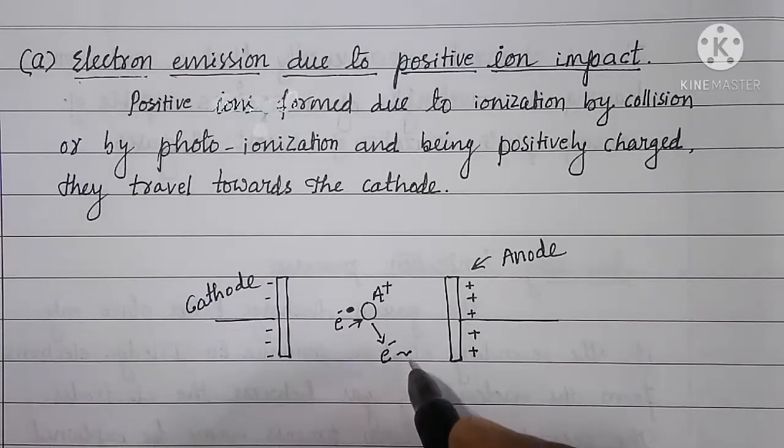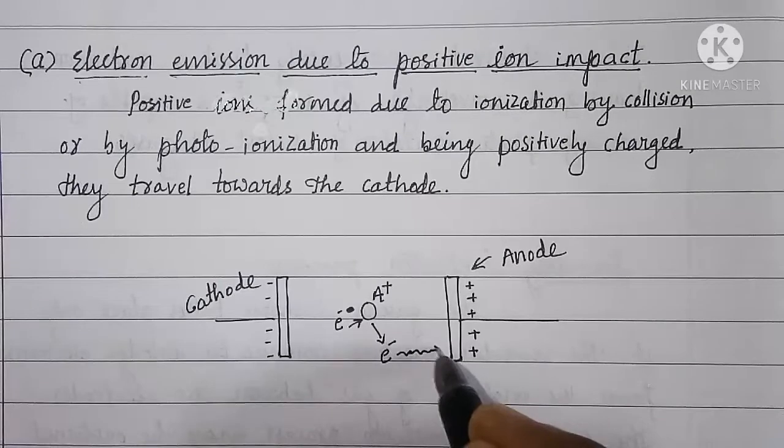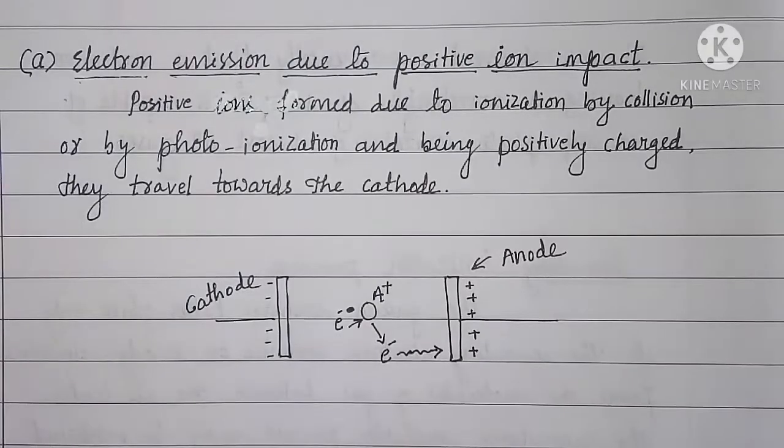Now this electron keeps moving towards the anode because there is a force of attraction between positively charged and negatively charged bodies or particles, you can say.